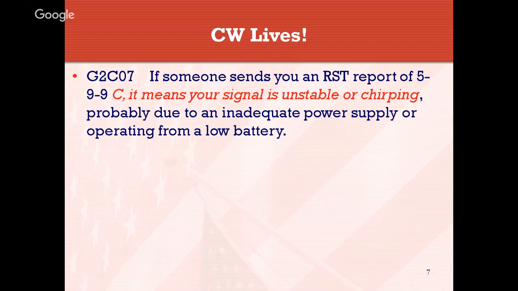If someone sends you an RST report of 599C, it means your signal is unstable or chirping. 599 has to do with readability, signal strength, and, let's see, what is 599? Something like that. At any rate, the C indicates that you have an unstable or chirping CW signal. It could be due to an inadequate power supply, or you may be operating from a low battery, because it won't sound nice and clean, basically.